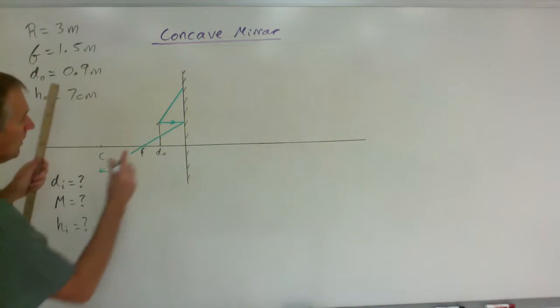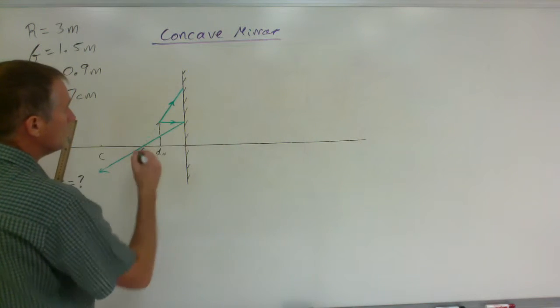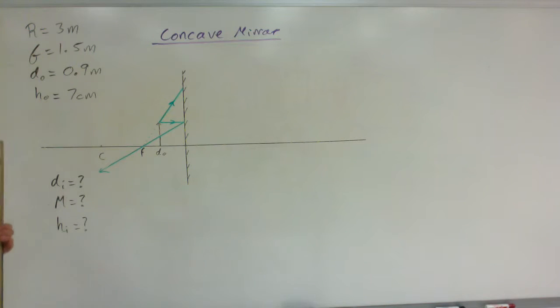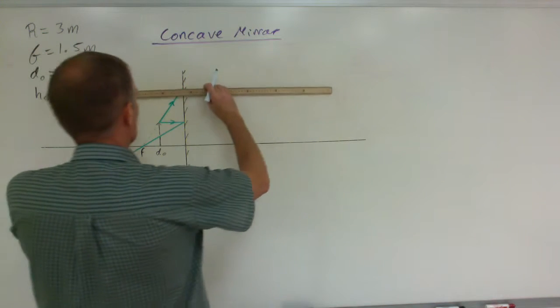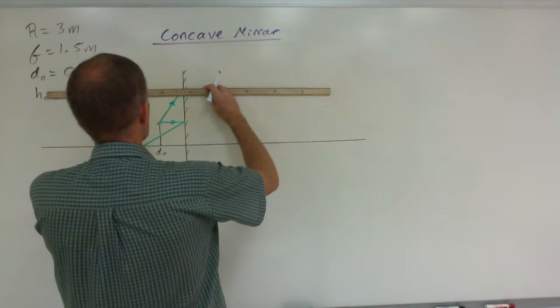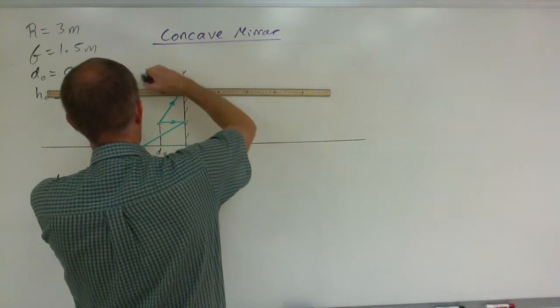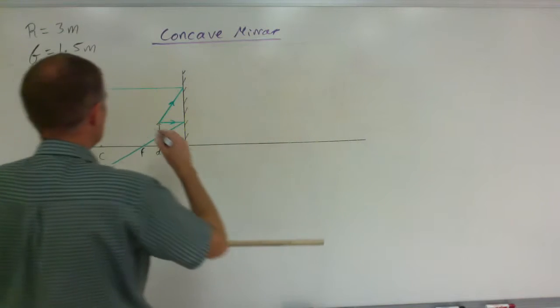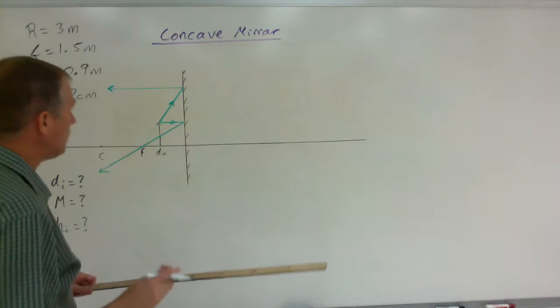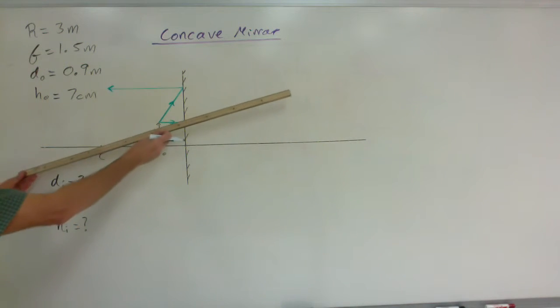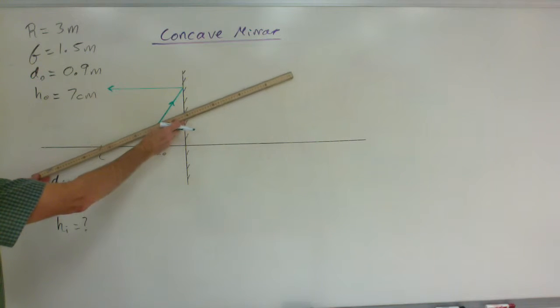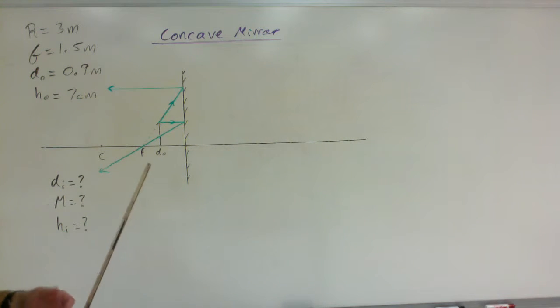Go to the mirror, and it reflects back parallel. So this is ray number 2. It's going to reflect back parallel. Okay, so I could draw a third ray just like before. Line up with the center and the top of the object, and then it comes right back on itself. I'll do that as a check in a moment.